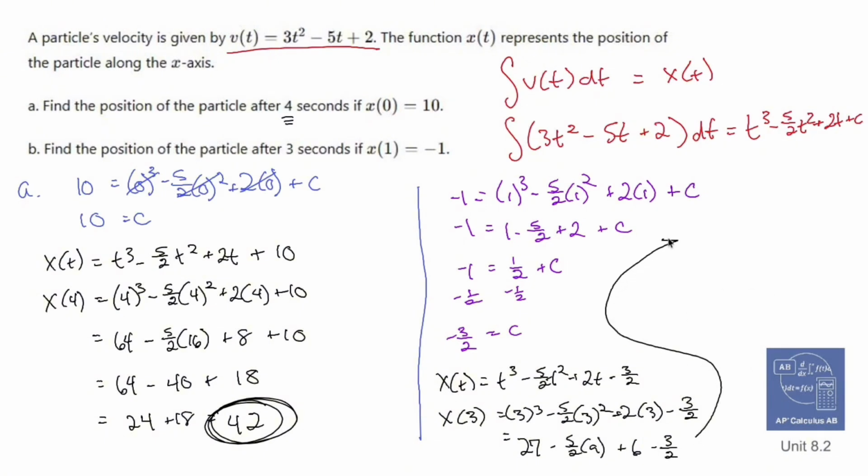Let's move that up here. 27 minus 45/2. 6 minus 1.5 is going to be 4.5, so let's turn that into 9/2. So minus, right? 4.5 is 9/2. 27 minus 54/2 is going to be 27 minus 27. Get out of here. No way.